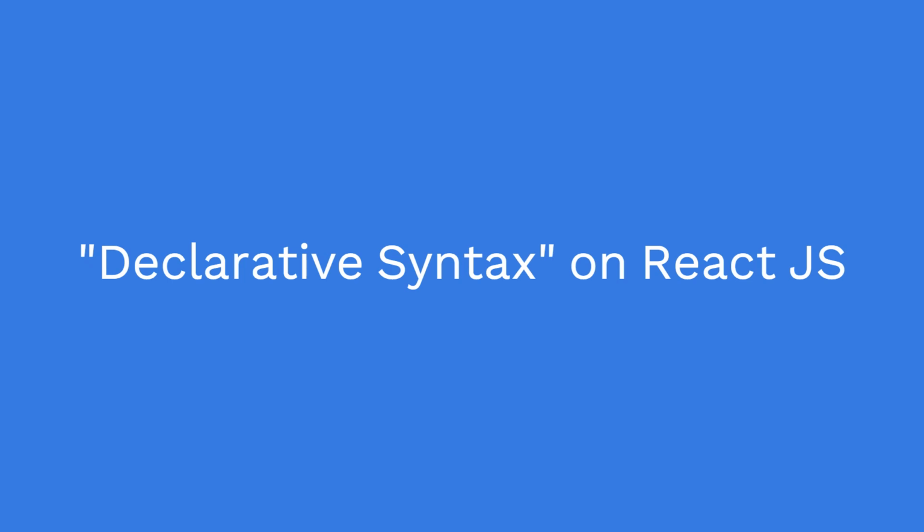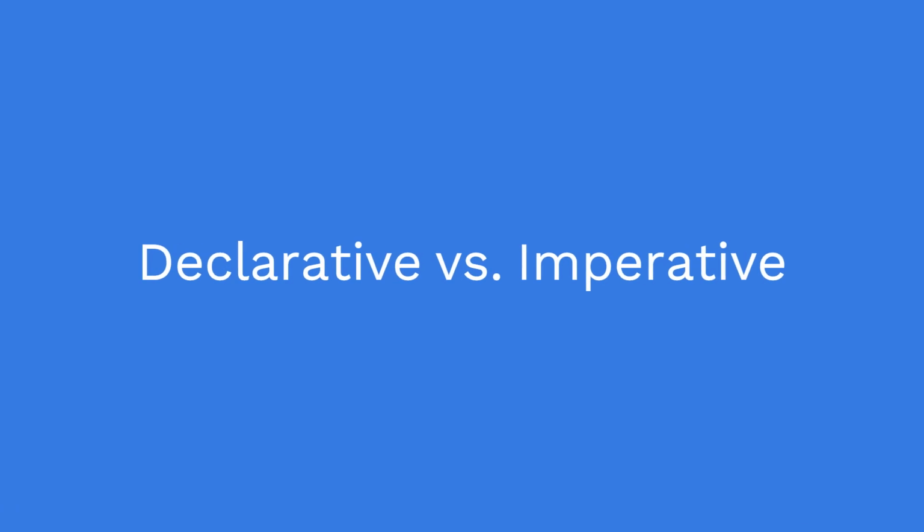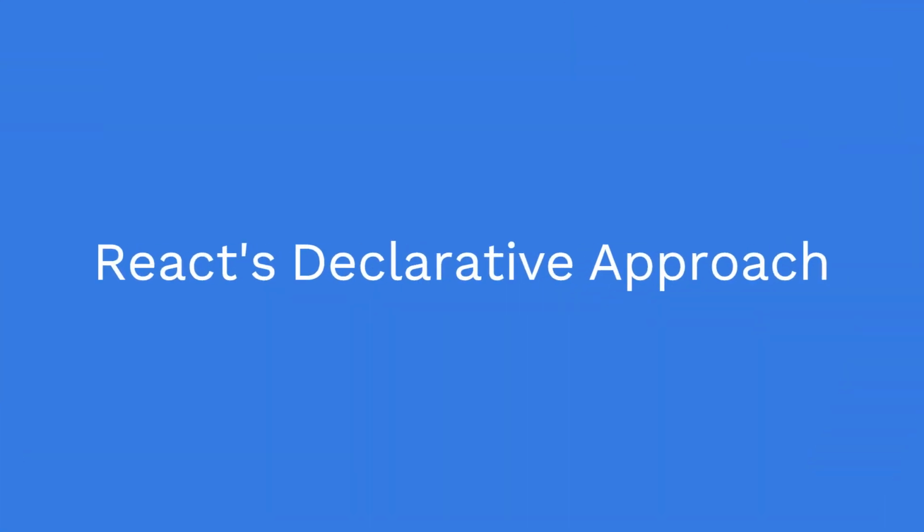Here's a simple breakdown. Declarative versus imperative. Imperative: in imperative programming, you tell the computer exactly how to do something, step by step. It's like giving someone a recipe and specifying every little action they should take. Declarative: in declarative programming, you describe what you want to achieve, but you don't specify every single step. It's more like telling someone what you want to eat, and they prepare it for you without needing you to explain each cooking step.